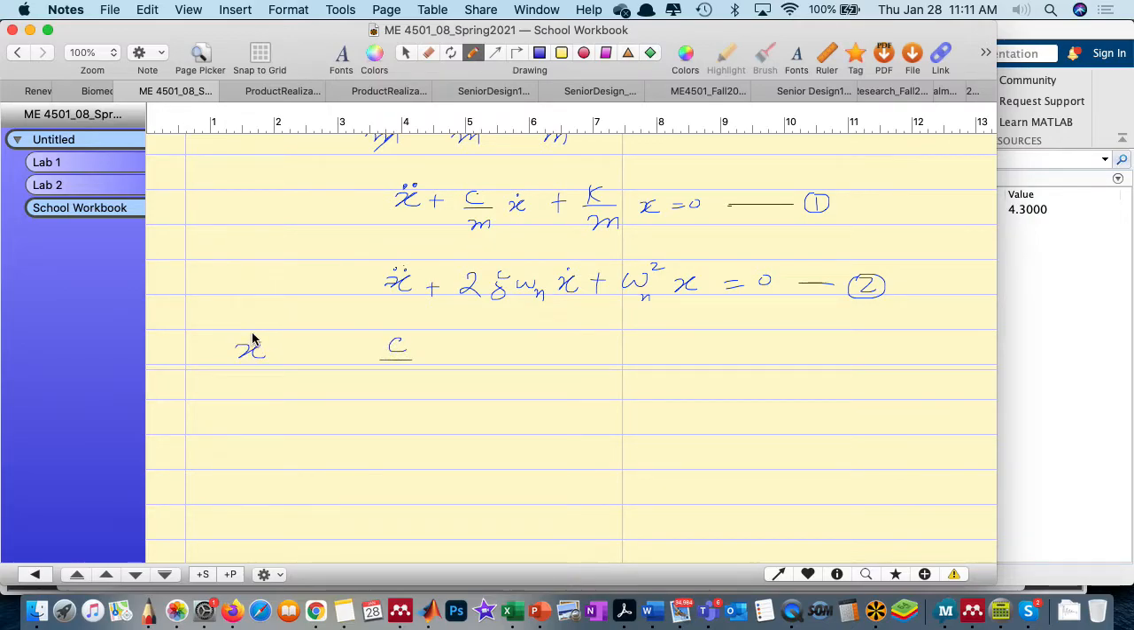Let's compare the coefficient of velocity, c over m on the left hand side from equation 1, to zeta omega n from equation 2, and the coefficient of the displacement from equation 1 is k over m.